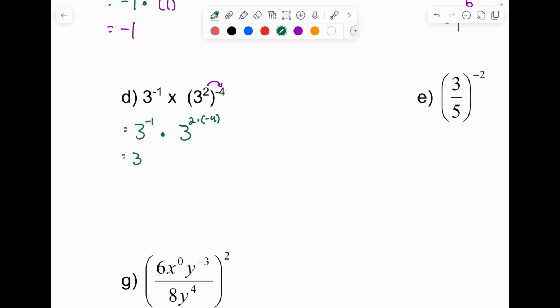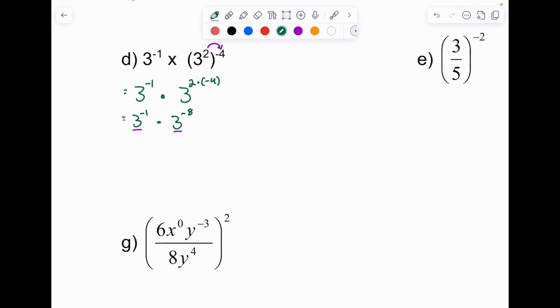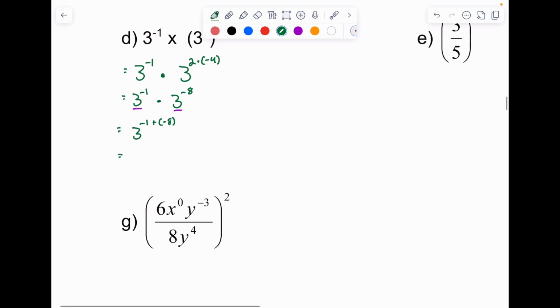So that's 3 to the negative 1. Nothing changes there. But now you get 3 to the negative 8. Well, now you have the same base, and they're multiplying. Add your exponents. 3 to the negative 1 plus negative 8. Well, that's going to give you 3 to the negative 9. Now deal with the negative exponent. So you take the reciprocal of your base. So this is 1 over 3 to the 9.